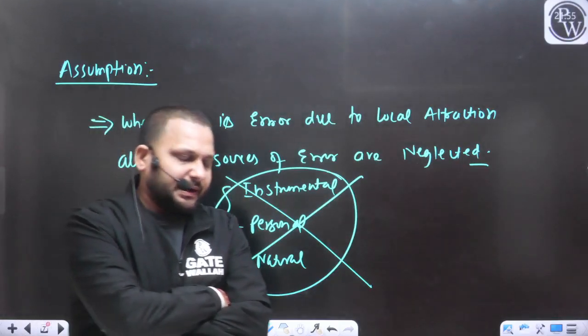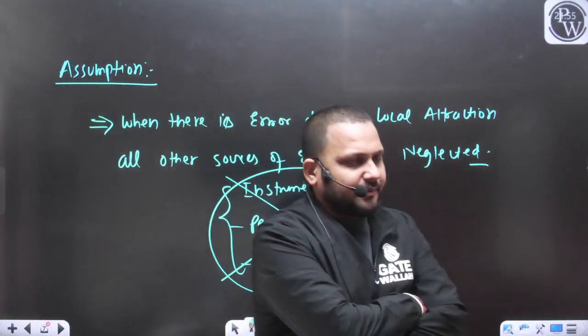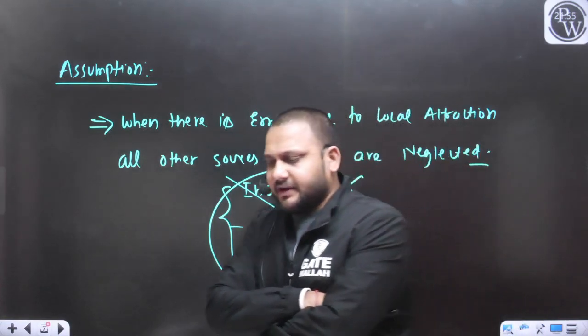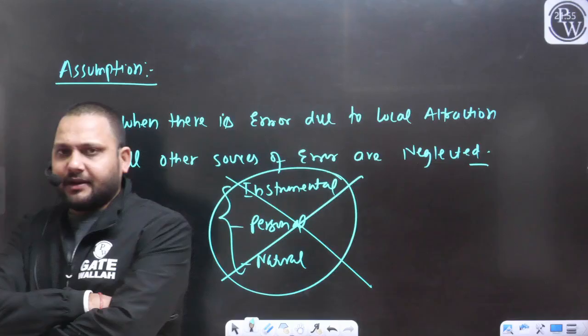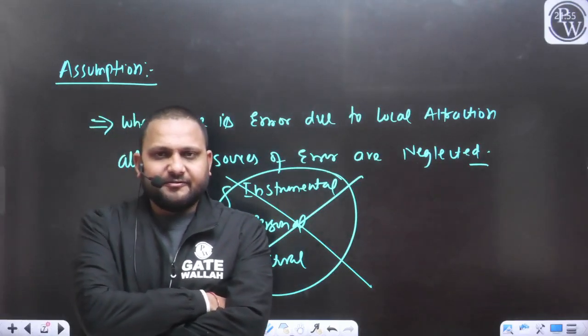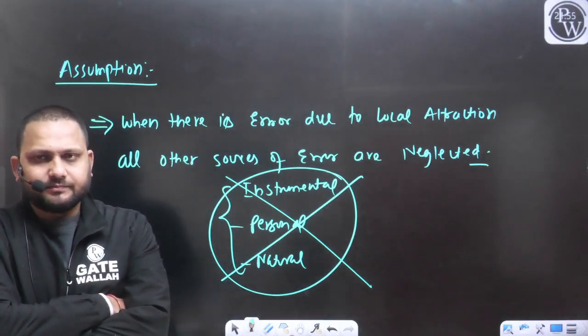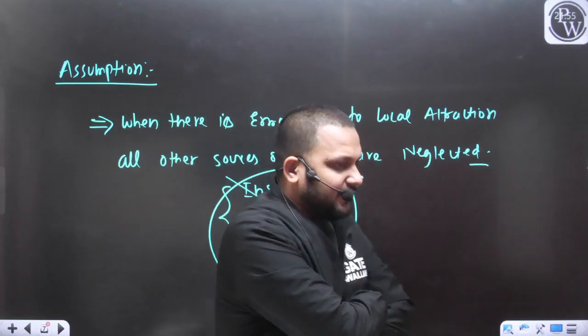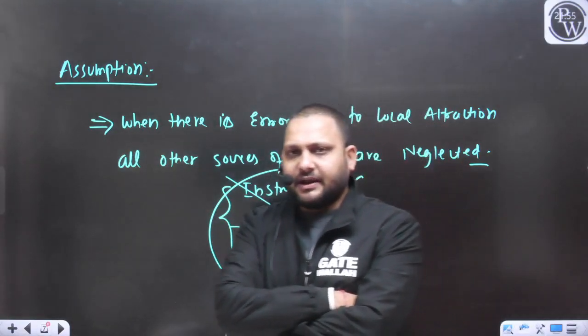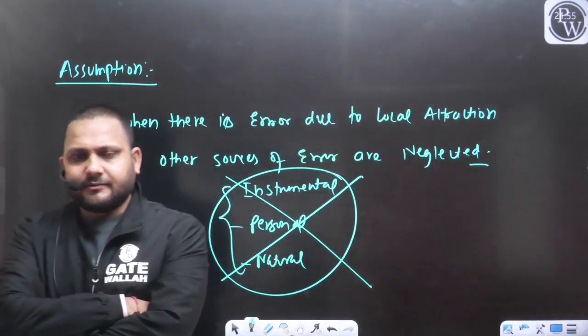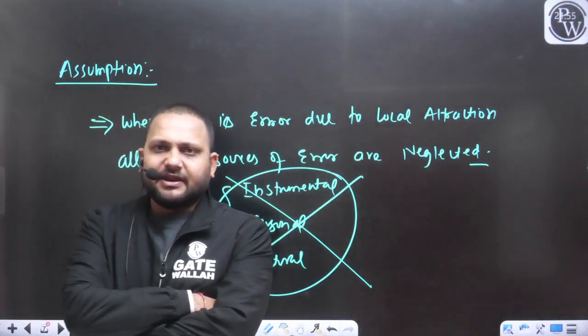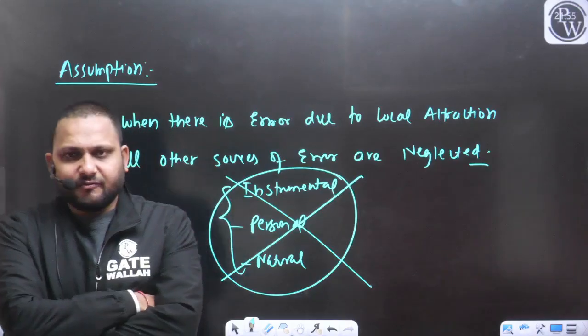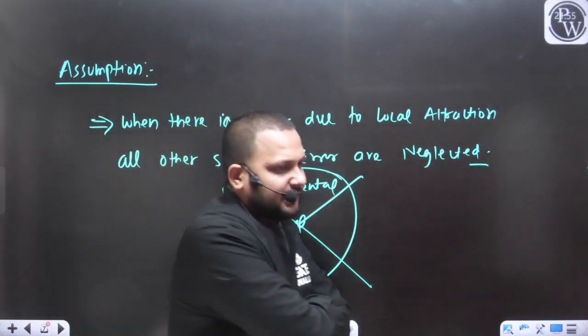So again, I am repeating, whenever I talk about error and correction in the entire subject, you know very well, we require two things. We require the magnitude of the error and the nature of the error. Similarly, we require the magnitude of the correction and the nature of the correction. Yes or no?